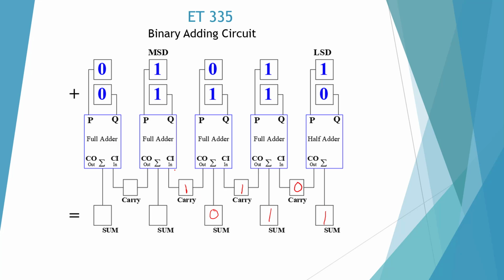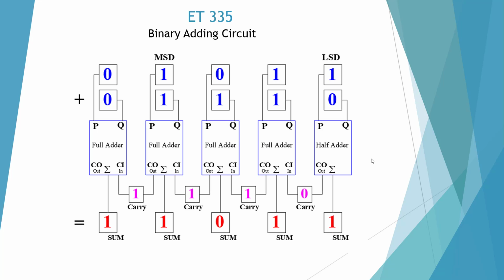So we got 1 plus 1 would be a 1, which is a binary 3. And 1 plus 0 would be 1. So let's check the answer. Here's our colorful answer, and it appears that we nailed it.